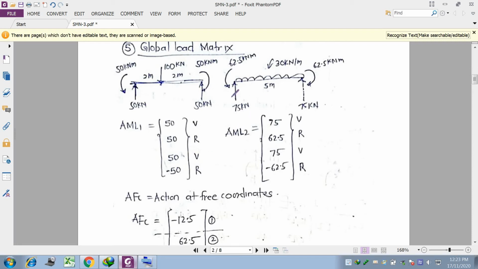In a similar way we have to calculate AML2, that is the load matrix for member 2. Here also we first write the reaction, then the exterior left side moment, that is 62.5. Here it is minus, but in matrix form it becomes plus. Similarly 75 kilonewton, then 62.5 as the rotation.